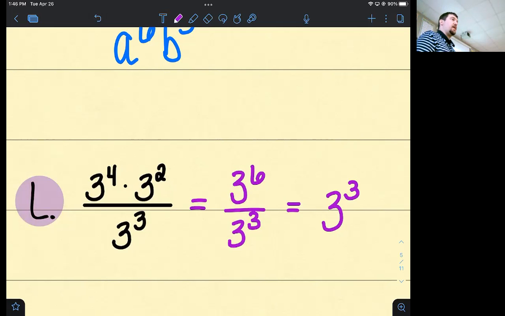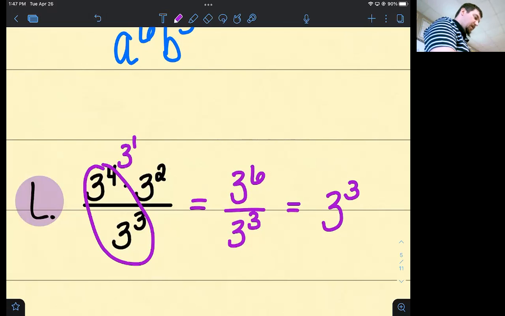Was anyone thinking of a different way to do this one? Or can you think of a different way to do this one? Really, you're all that closed-minded. What if you did this part first? 3 to the 4th divided by 3 to the 3rd. That'd just be 3 to the 1st power, right? That just gives you one of those 3's left. And then that 3 to the 1st power gets combined with 3 to the 2nd power to make 3 to the 3rd. So you've got a variety of different options of doing this. It doesn't have to be done all the same way each time.